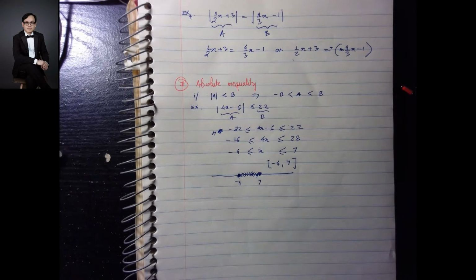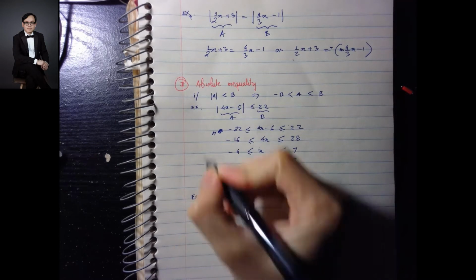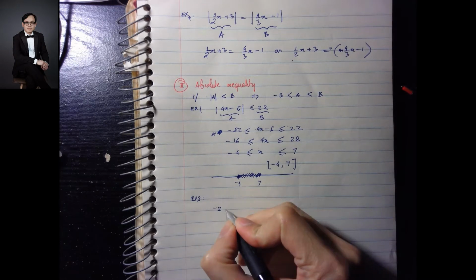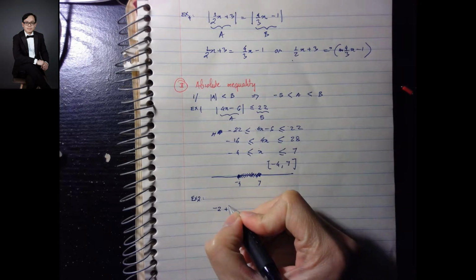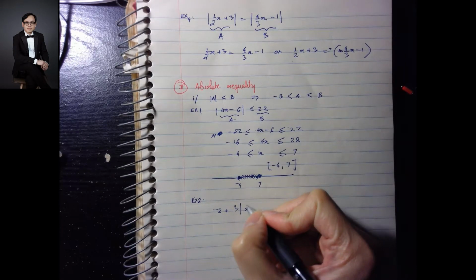So this example is kind of simple. Let's do another example that's more complicated. For example, I have something like this: negative 2 plus 3 times the absolute value of x plus 7 less than or equal to 4.